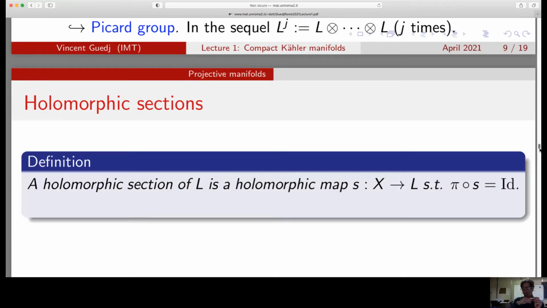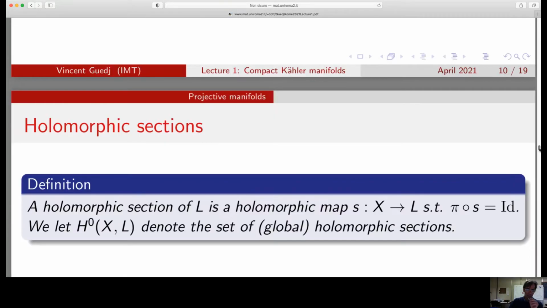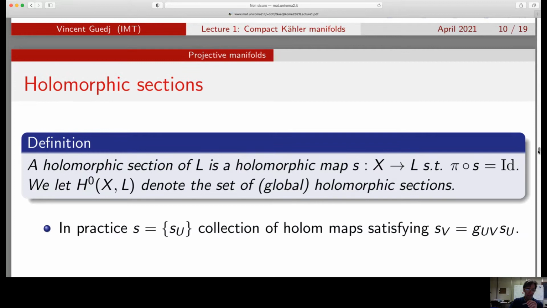What is a holomorphic section? A holomorphic section is a map from X into L such that pi composed with S is the identity, which means that to any x in X you associate a point in the pi inverse of x, that is, in the one-dimensional vector space fiber over x of pi. A holomorphic section is a holomorphic map from X to L.